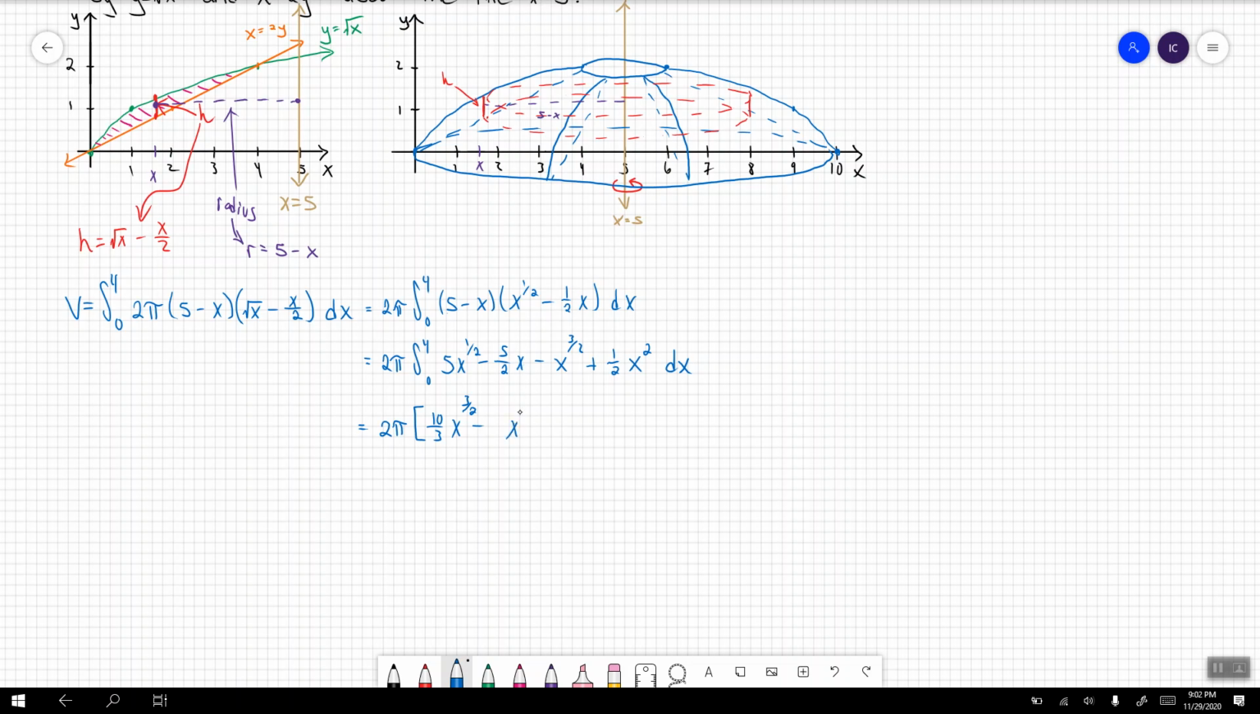add 1 to the exponent. That's x to the power of 2. Divide by that power. So 5/2 divided by 2 will now get us 5/4. Minus x to the power of, add 1, that's 5/2, multiplied by the reciprocal, that's 2/5, plus x to the power of 3 multiplied by the reciprocal, and that will now be 1/6. And this is evaluated from 0 to 4.